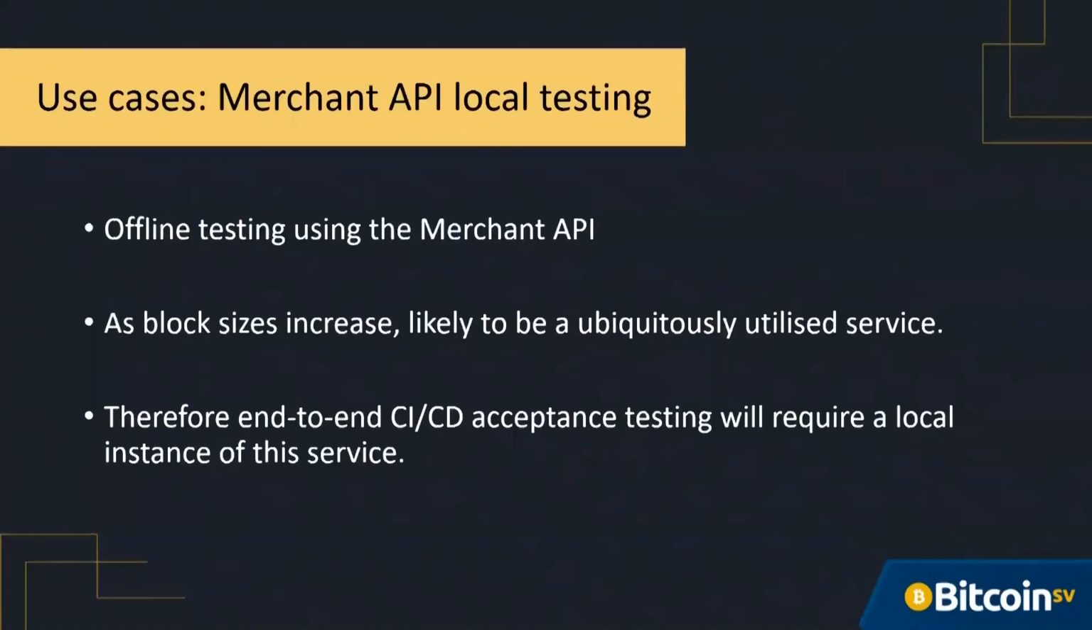So just to finish talking about the merchant API, I think as block sizes increase, it's going to become more of a standard service that you run alongside the node. So if you want to do end-to-end CI/CD acceptance testing, you will have to run a local instance of the merchant API. What I found was that there are a few steps involved in setting up the merchant API at the moment. You need a Docker installation, you need a node that's configured with all of the ZMQ endpoints, and you need a self-signed SSL certificate. Probably the last one, the SSL certificate, is the most annoying one. But that may be removed as a requirement in a later release.